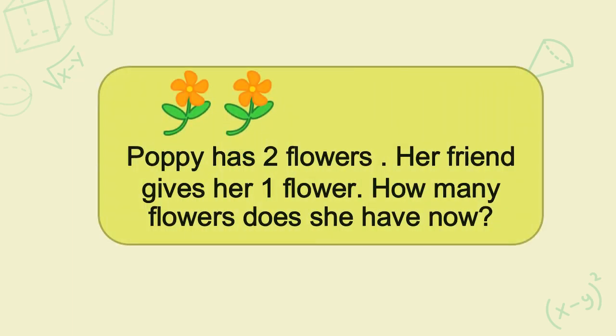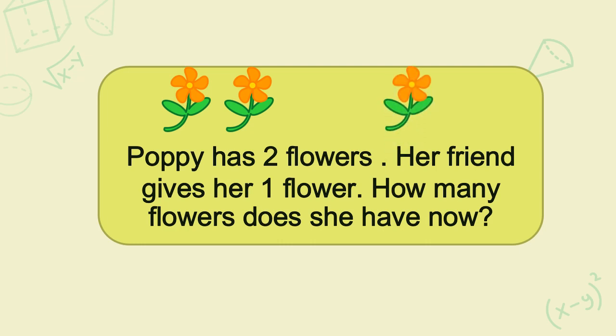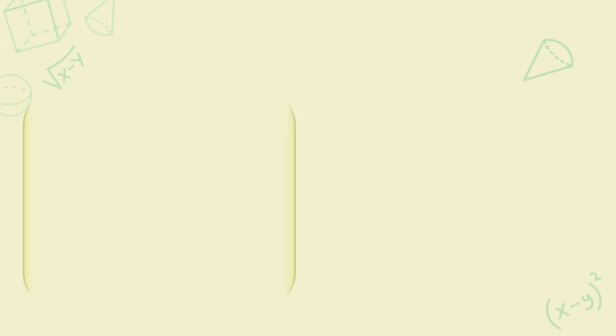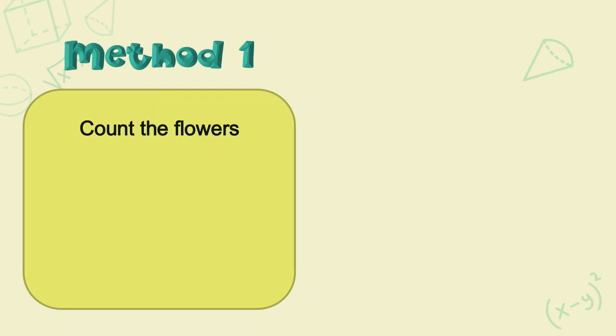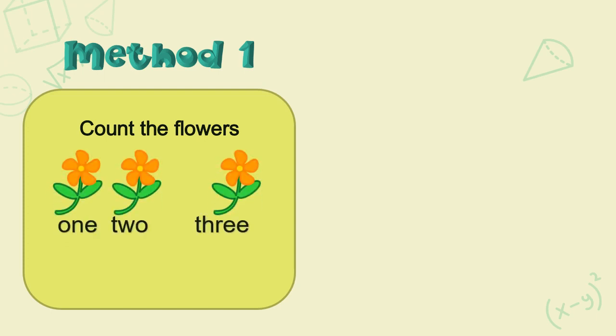Word problem. Poppy has 2 flowers. Her friend gives her 1 flower. How many flowers does she have now? There are 2 methods in how to get the answer. Method number 1. We are going to count the flowers. 1, 2, 3. We can count 3 flowers. Poppy has 3 flowers.